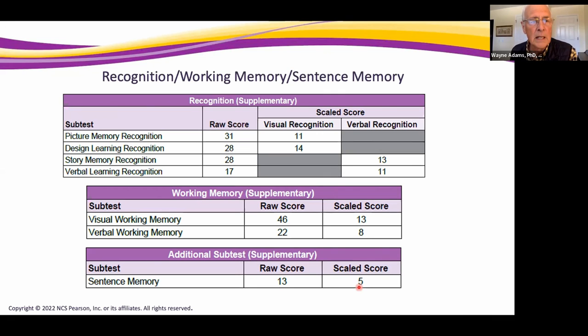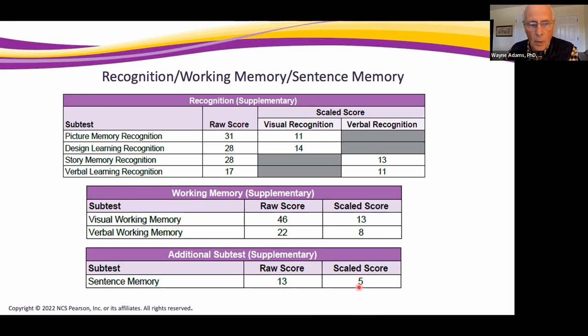We have a hint, letting a little bit of the cat out of the bag here, that in fact is going on when we look at the verbatim gist analyses with this youngster. As we look at the process scores for story memory, the verbatim is relatively poor, whereas the gist is almost average. So attention, the ability to retain specific details, particularly in verbatim information, is a relative weakness for this youngster.